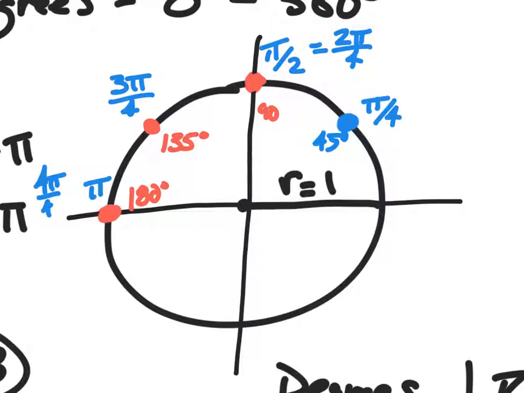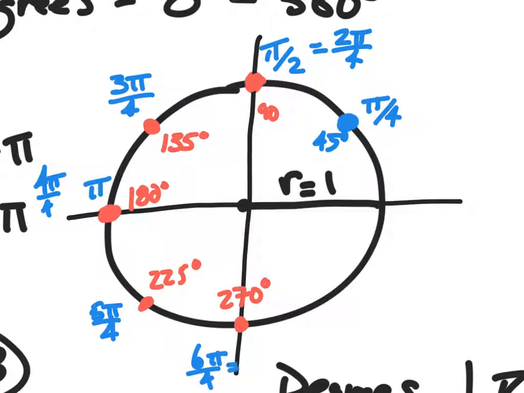You keep going with this. 180 plus 45, what is that, 215? No, 225 degrees. Add another pi over 4 radians. It's going to give me 5 pi over 4 radians. Add another 45 degrees. That's going to give me 270. Add another, that's going to be 6 pi over 4 radians, which is really just 3 pi over 2 radians.